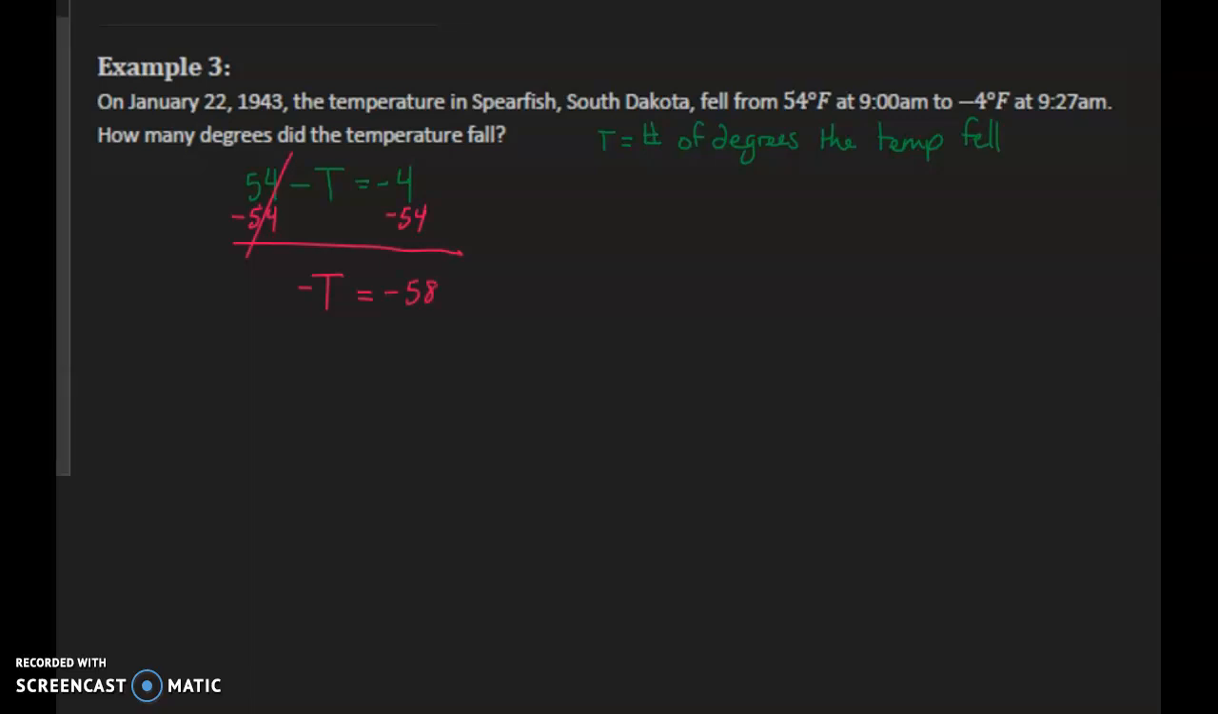So now to get t by itself, essentially that negative is the same as a negative 1. That's what we have right there. So it's negative 1t. They're multiplying. We can divide by negative 1 on both sides, and we get t equals 58. So it means that the temperature fell 58 degrees.